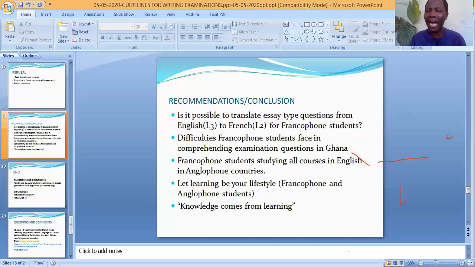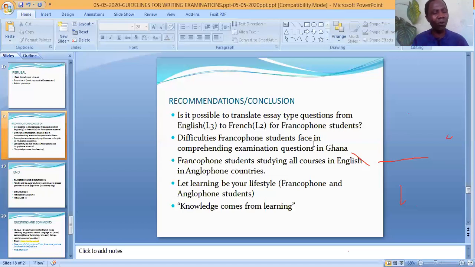But because the person has French as L2 or as a second language, understanding simple expressions or idioms in English will not be all that easy or simple for that particular Francophone student. So what you mean is the difficulty Francophone students face in comprehending exam questions in Ghana. We have to see how it is, and then we have to help them. We must know that they really face difficulty when it comes to writing exams.